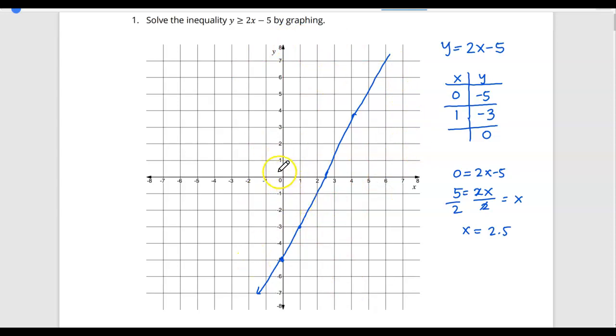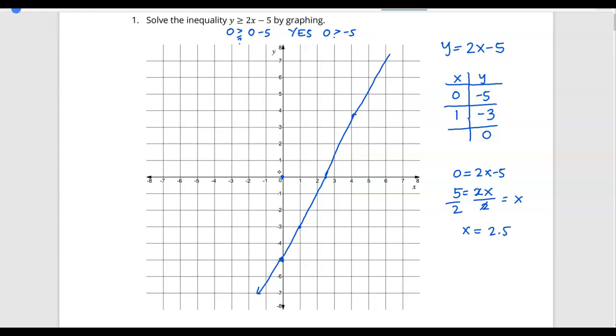So for instance, let us consider the point (0, 0). If we have (0, 0), you can replace y with 0, and if we replace x by 0, this would be 0 minus 5, and see if this inequality here holds true. So is 0 greater than negative 5? The answer is yes. 0 is greater than negative 5.